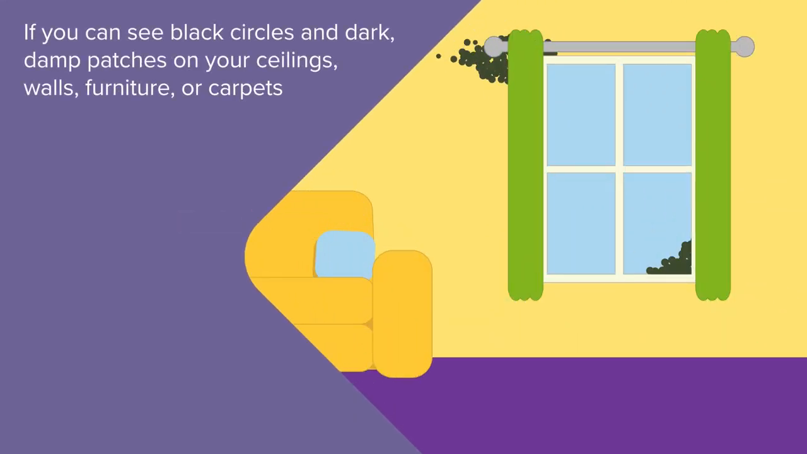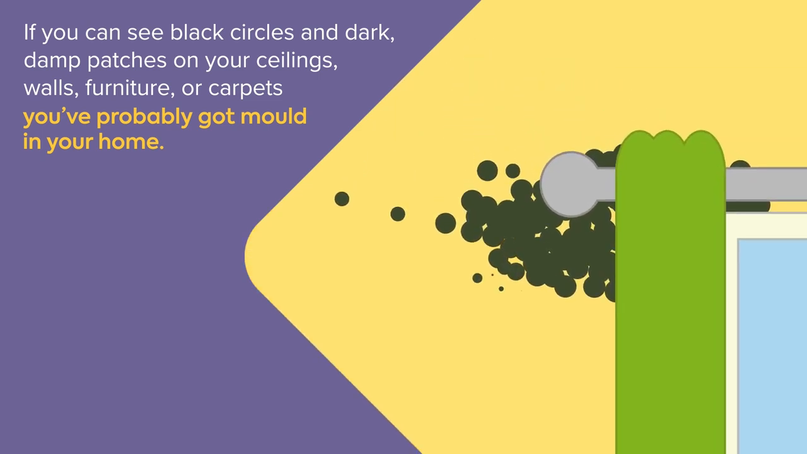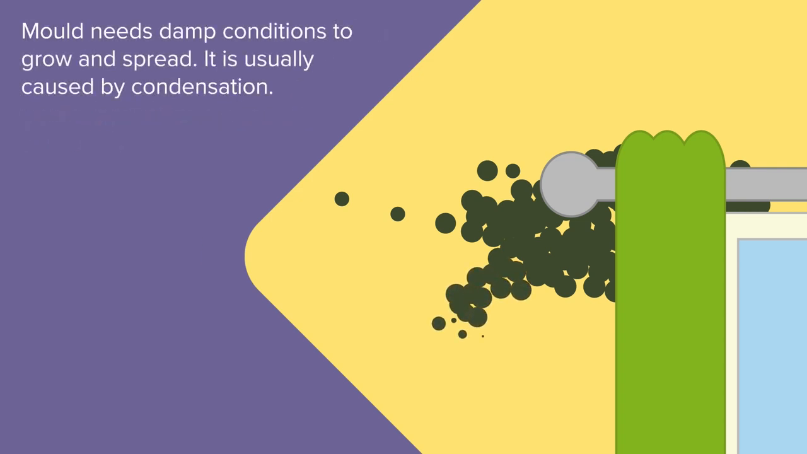If you can see black circles and dark, damp patches on your ceilings, walls, furniture, or carpets, you've probably got mould in your home. Mould needs damp conditions to grow and spread. It is usually caused by condensation.